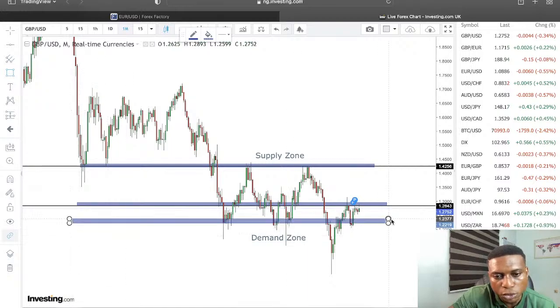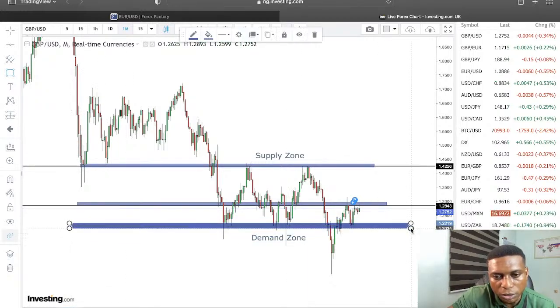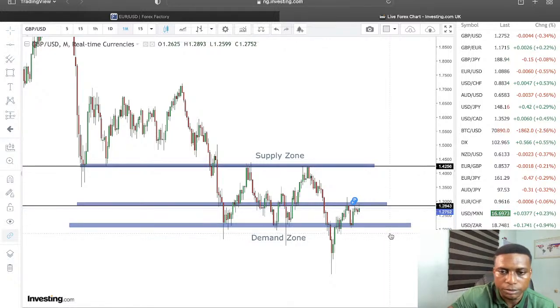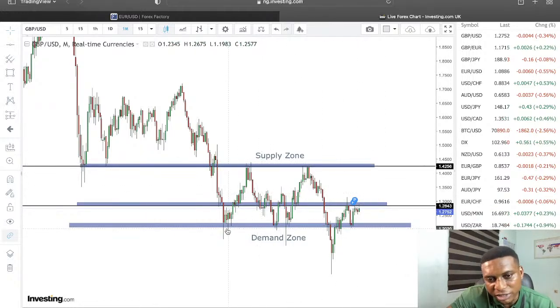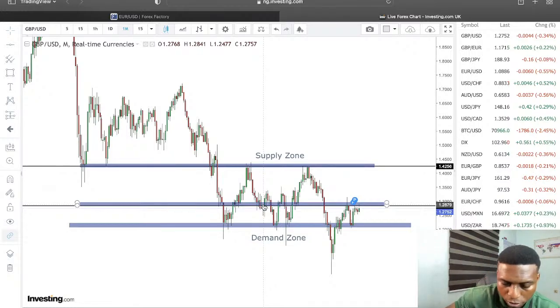These are the levels that we are looking at. So we have supply zones where sellers are willing to sell, and we have demand zones where buyers are willing to buy. Supply zones can turn to demand zones, and demand zones can turn to supply zones, if there are any breakouts between them.